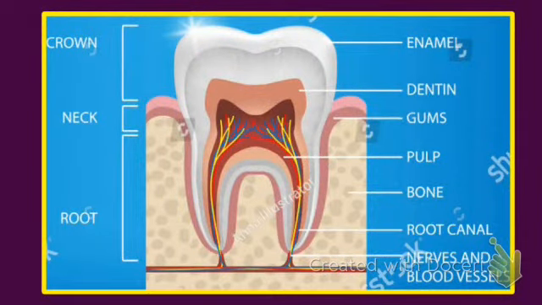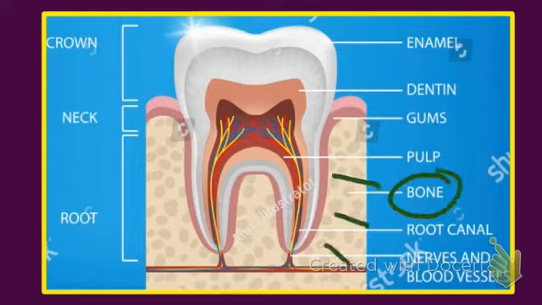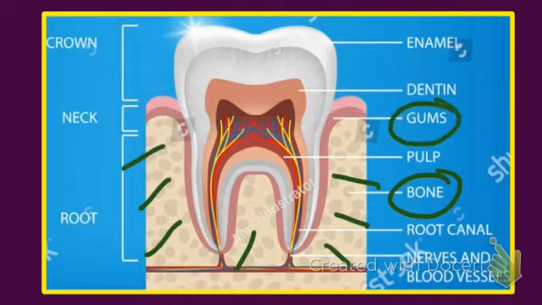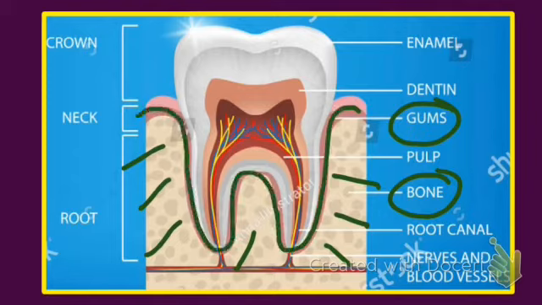Let us see different parts of a tooth. First of all, we will see how a tooth is fixed in sockets. They are fixed in sockets in the bony jaw. See this, all these areas are made up of bones, and they are held in place by gums. See this, these are gum areas, and the tooth is held over here.